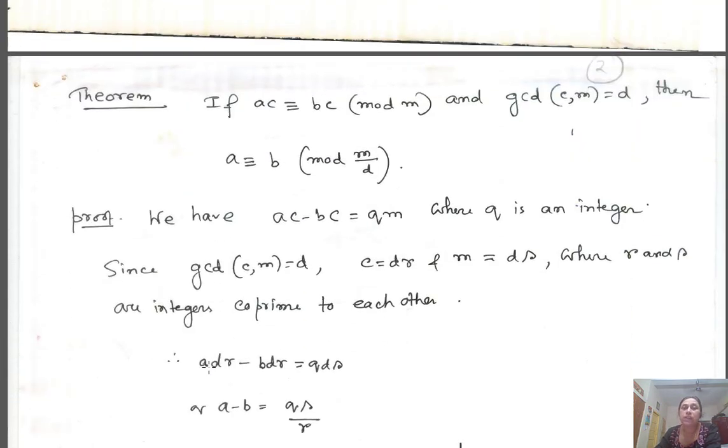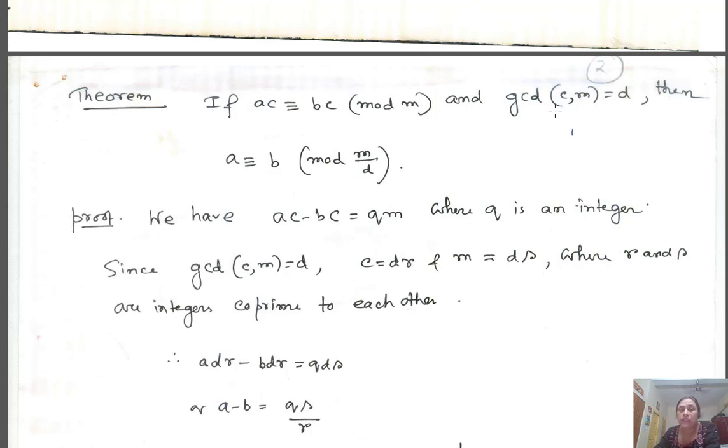Now the next result is very important for us. We are using this in several places. If ac is congruent to bc modulo m, and the GCD of c and m is d, then a is congruent to b modulo m over d. This theorem we have used in several places.